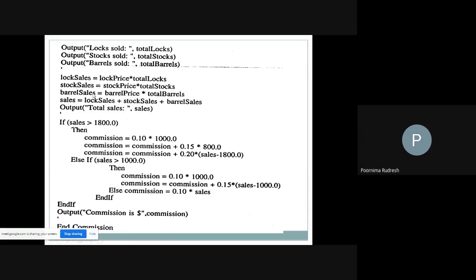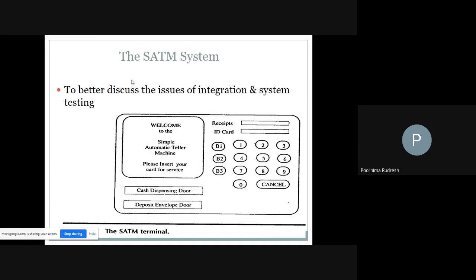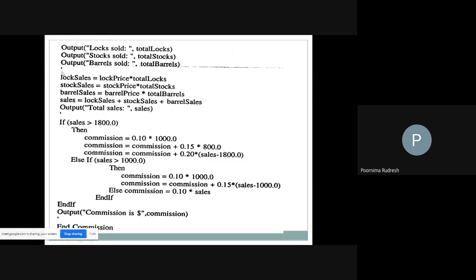Now let us consider he sold $2,000 of stocks. Total sales is equal to $2,000. Means for such an amount he sold logs, stocks and barrels. What is the total sales? Let us consider it is equal to $2,000. Then the sales of $2,000 is greater than 1,800. Yes, this condition is satisfied. Then the commission is calculated.